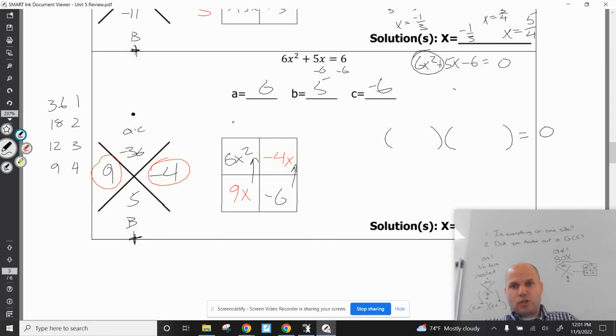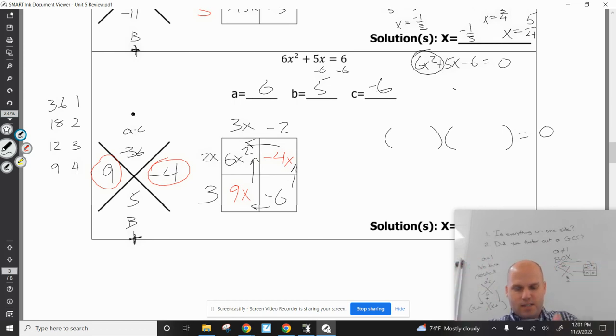6x squared, 9x, 3 goes into both, and an x. Negative 4x and negative 6. I'm feeling like it's got to be negative 2. Maybe you put positive 2, but we'll have to check. 6x squared, negative 4x. 2 and x. Keep these guys in the top corners positive. It's these that can be positive or negative. Negative 9x, negative 6. What do they share? A 3. Is it positive? It's negative? I don't know. Like, one's positive, one's negative, so I'm not sure.